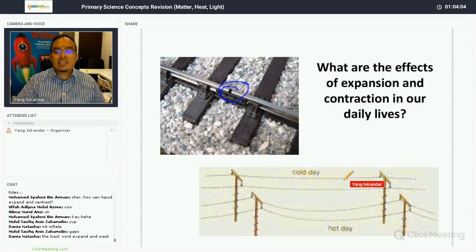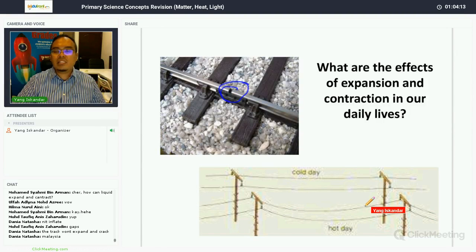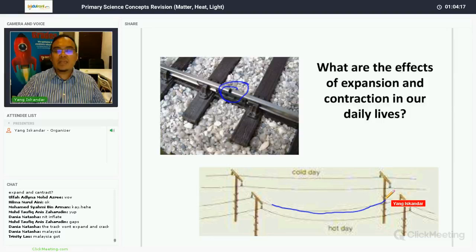Likewise, this is a wire. You don't see this in Singapore, but if you go overseas, electrical wires have to have some room for expansion and contraction. On a hot day, the wire will expand, and you can see that it is loose. On a very cold day, it will contract, and the cable wire here will be tight. So you must give room for expansion and contraction during hot and cold weather.